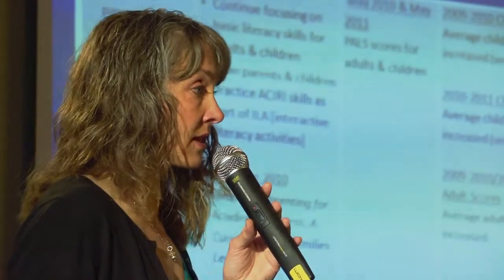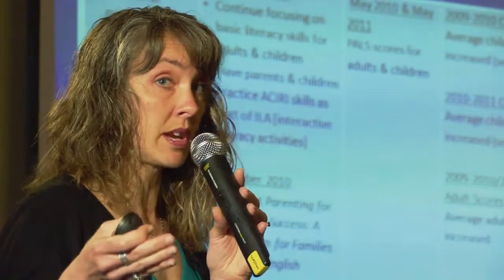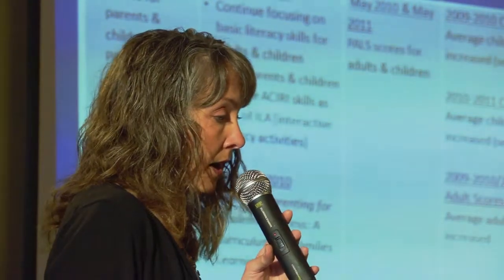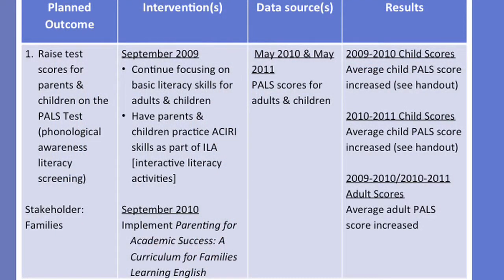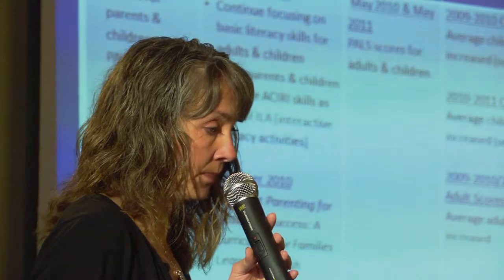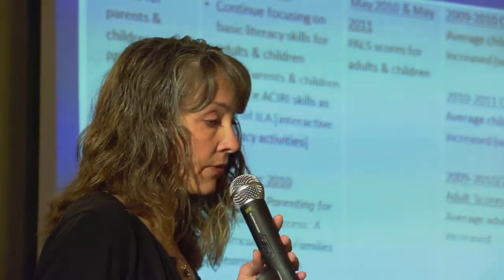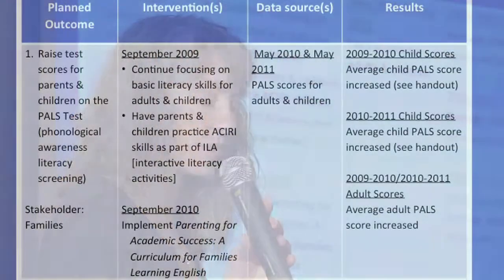So they have several planned outcomes. They have their interventions that will help them achieve those outcomes. They have data sources that they're going to use to see whether they reached those goals. And then they have their results of what happened from their intervention and data collection. Their first planned outcome was raising test scores for parents and children on this phonological awareness literacy screening. They had a couple of interventions or actions that they thought would help them achieve that goal. Their data source for this was the PALS scores for adults and children, and then you see the results there.